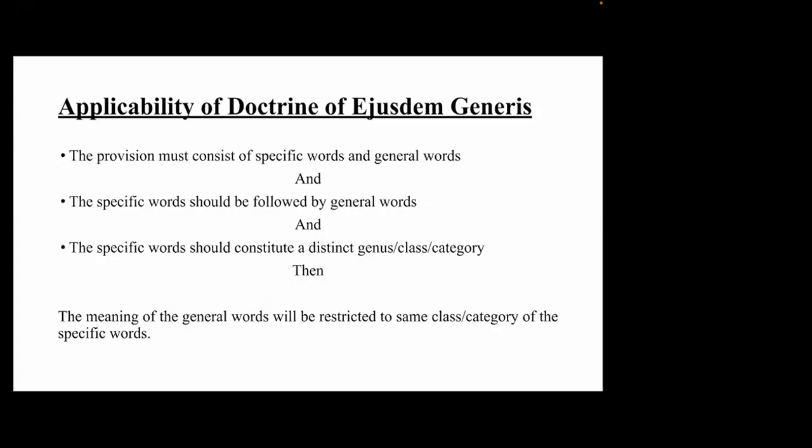So the doctrine would apply as a canon for interpretation of statute if the following conditions are satisfied cumulatively. Firstly, the provision must consist of specific words and general words, and the specific words should be followed by general words, and the specific words should constitute a distinct genus, class, or category. If all these three conditions are fulfilled cumulatively, then the meaning of the general words will be restricted to the same class or category of the specific words.